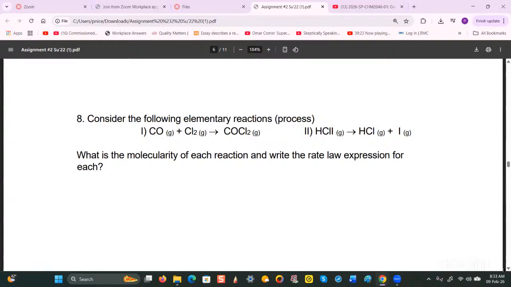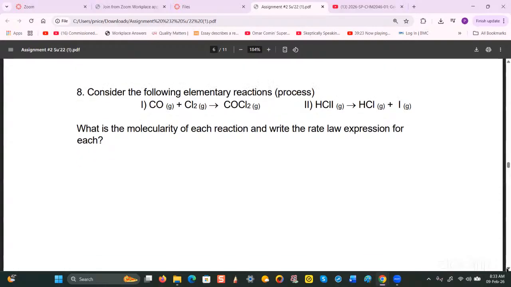All right, so let me see here. This question says, consider the following elementary reactions. So the elementary reactions in any mechanism are basically the fundamental steps, all right? And the question is asking, what is the molecularity of each reaction, and write the rate law expression. Now, the molecularity of the reaction is basically how many molecules are involved as reactants in that elementary step, right?